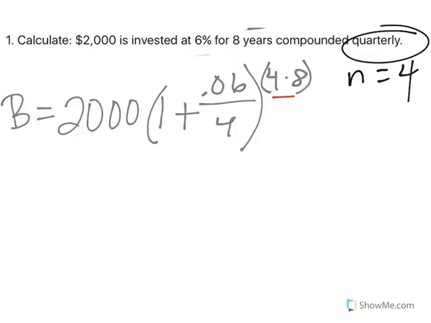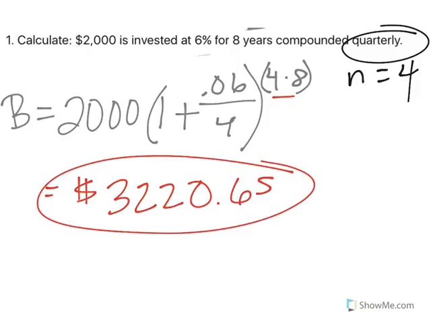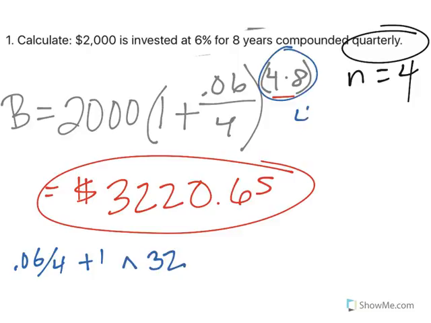So if you're lucky enough to have a calculator that will do this exactly how you type it, you should get $3,220.65. If your calculator is a little bit different, you're going to have to start inside and take 0.06 divided by 4, right? Inside. Get an answer. Then add 1. Get an answer. Then raise that to the 32nd power, because 4 times 8 is 32.